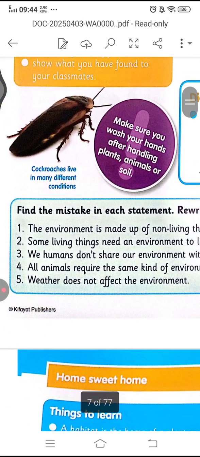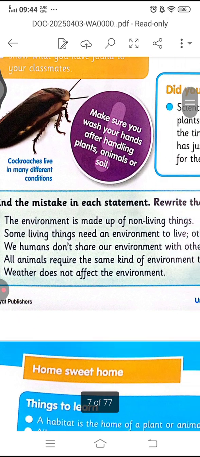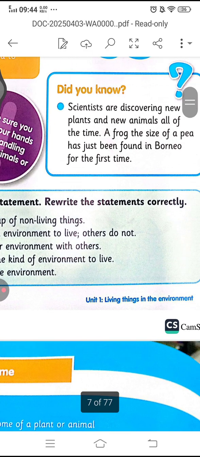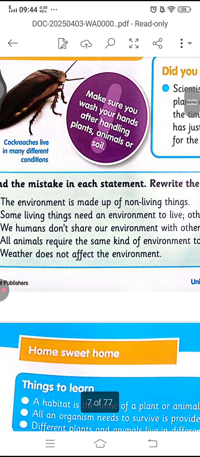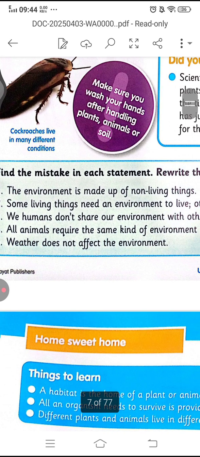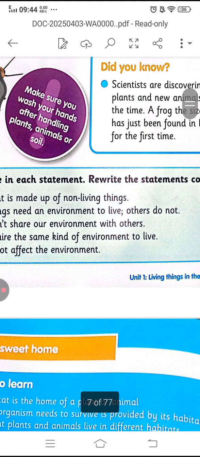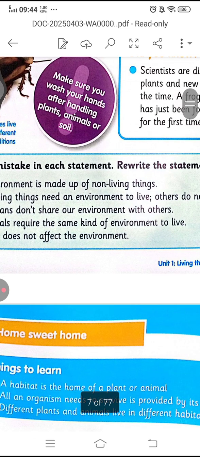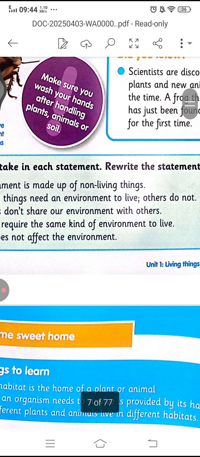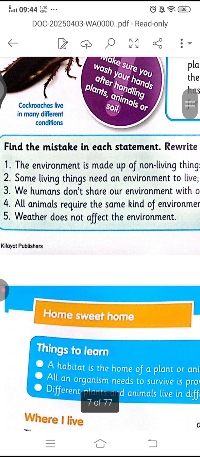Now we will discuss. Find the mistake in each statement. Rewrite the statement correctly. The environment is made up of living things. Yes, very good. The environment is made up of living things, but non-living things are also found. Some living things need an environment to live, others do not. Can that be possible?